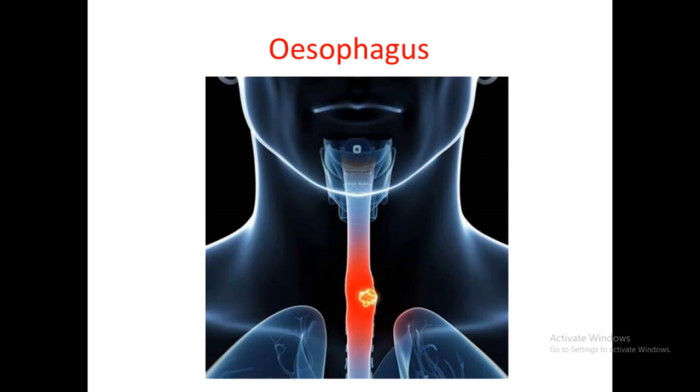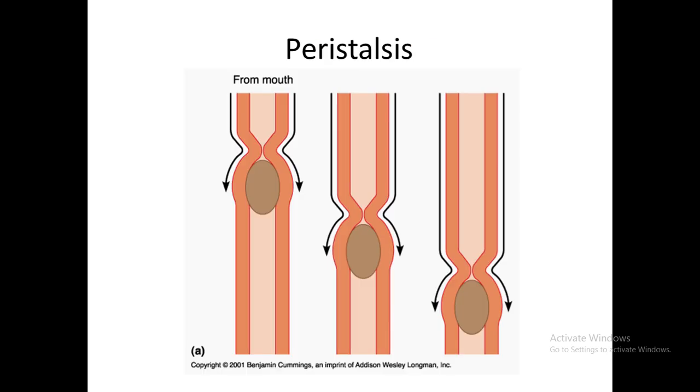Then the food bolus goes down through the esophagus. We can write it as esophagus or oesophagus, both terms are correct. The food moves downwards through the esophagus. There nothing else will happen, just the food will move, but the food will not move directly. There is a type of movement with the help of which the food moves down. This is known as peristalsis or peristaltic movement. In this picture you can see peristalsis or peristaltic movement.